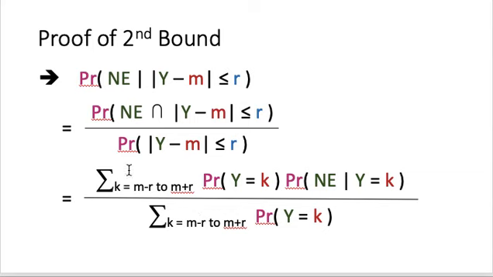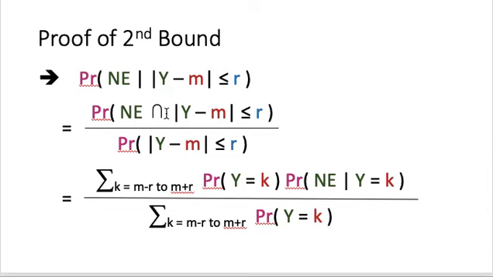The denominator is about the probability of y close to the mean. By the law of total probability, we will see that this is the summation of all the cases of y is equal to k, where this k value is between m minus r and m plus r. So we add all things up, and we get this one.